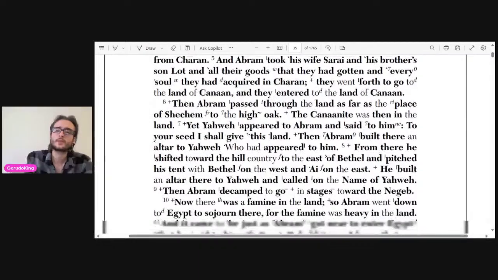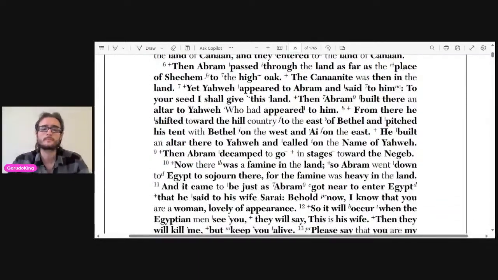Then Abram passed through the land as far as the place of Shechem, to the high oak. The Canaanite was then in the land. Yet Yahweh appeared to Abram, said to him, "To your seed I shall give this land." Then Abram built there an altar to Yahweh who had appeared to him.